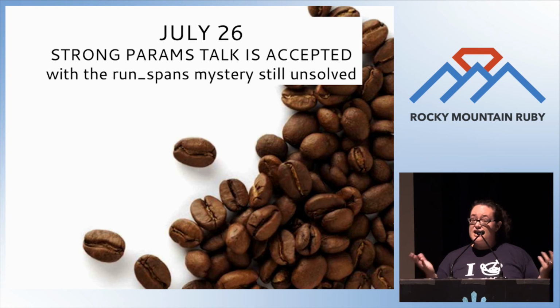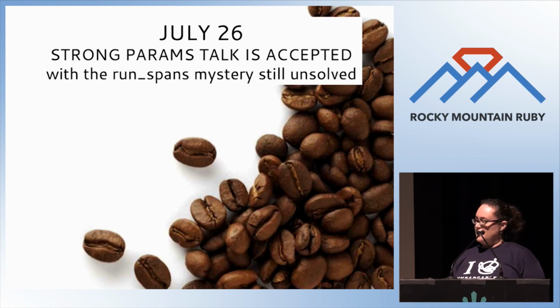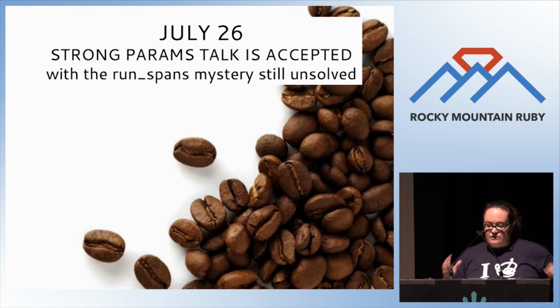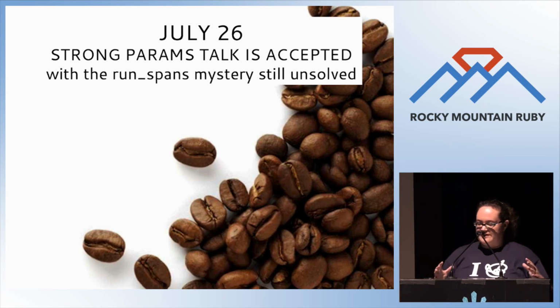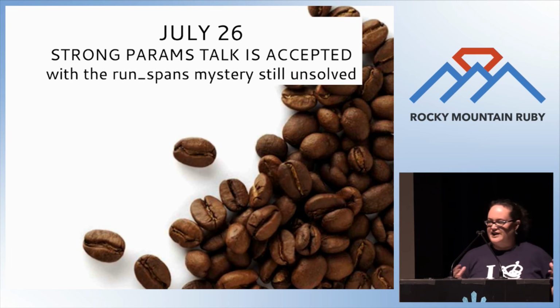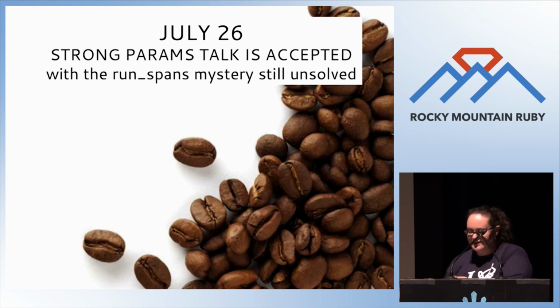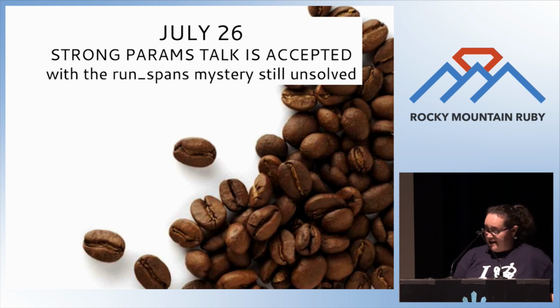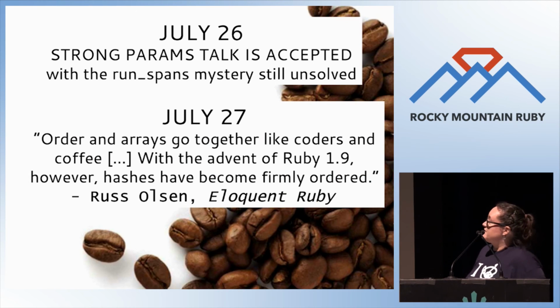And I was in the middle of a Ruby book club at Living Social, and we were reading Eloquent Ruby by Russ Olsen. And I was like, Dan, I remember something. Order matters. It matters. And so I had the book right there, and I pulled it up. And here is how amazing it is that I chose this theme, because here was the quote I read to Dan: Order and arrays go together like coders and coffee.